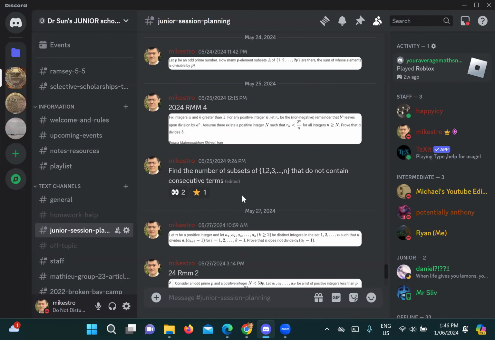Alright, so have a look at these. Find the number of subsets of 1, 2, 3, 4, whatever, all the way up to n that do not contain consecutive terms. So, like, if it contains 2, it can't contain 1 or 3. Okay.